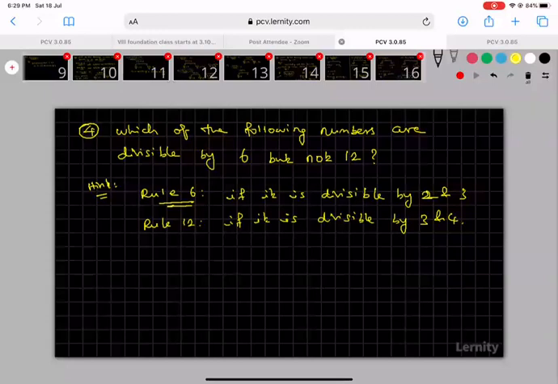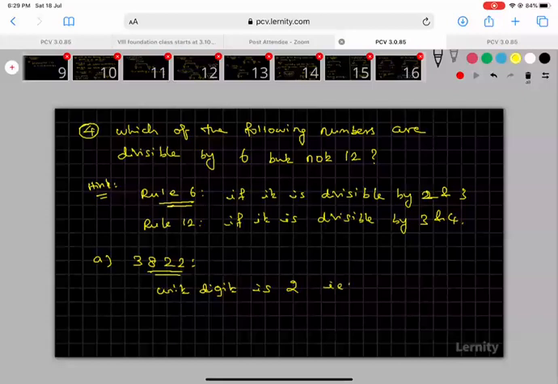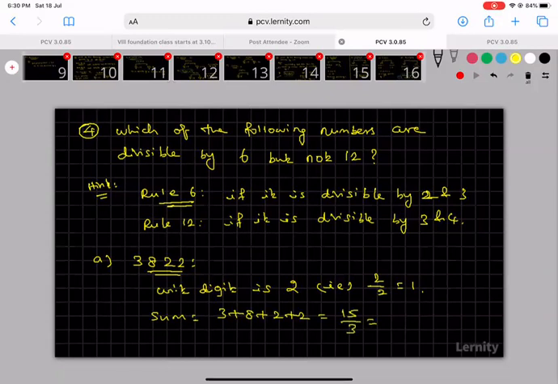So shall I move to the first problem, sir? Problem A, 3822. See the unit digit. Unit digit is 2, so clearly it is divisible by 2. Then the sum is 3 plus 8 plus 2 plus 2, which is 15. Why are we finding the sum? We want to find whether it is divisible by 3. It is divisible by 3. So 2 and 3 are satisfied.